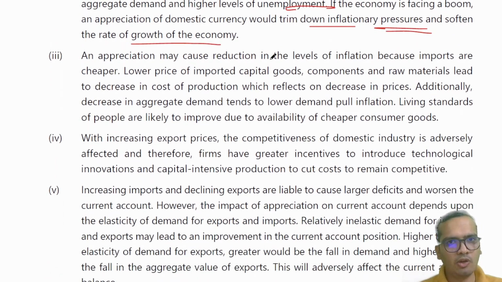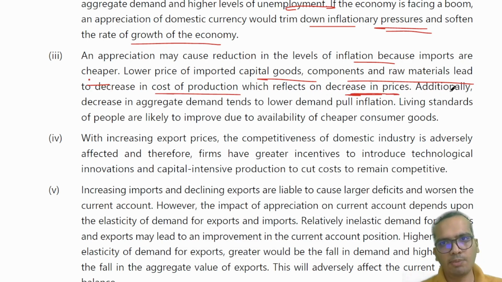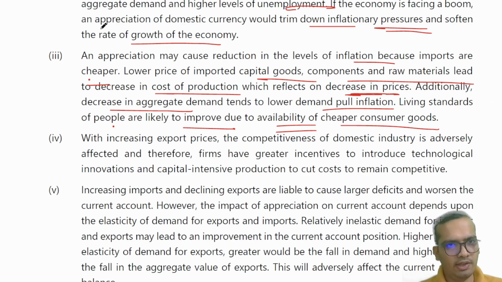An appreciation may cause a reduction in the level of inflation because imports are cheaper. Lower prices of imported capital goods, components, and raw materials lead to a decrease in cost of production, which is reflected in a decrease in prices. Additionally, a decrease in aggregate demand tends to lower demand-pull inflation. Living standards of people are likely to improve due to the availability of cheaper consumer goods. सस्ते होंगे तो फिर ज़्यादा लोग खरीदेंगे और सबका स्टैंडर्ड ऑफ लिविंग अच्छा रहेगा.